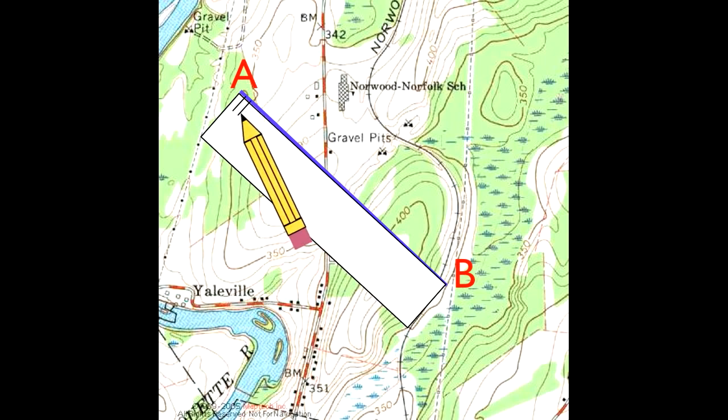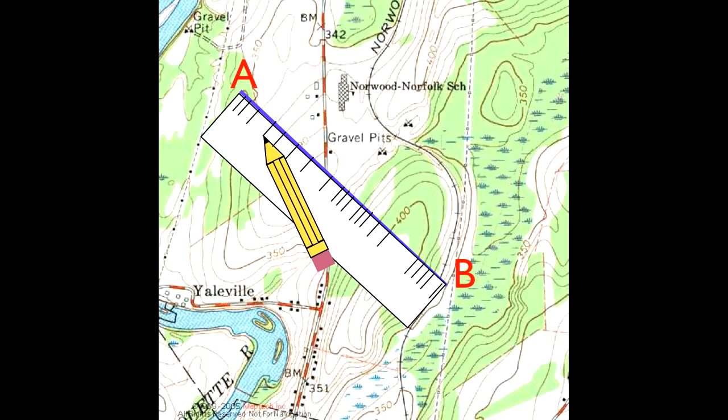There, there, there, and so on, all the way across here until you get to B. Okay, so step 2 is to draw lines on the paper everywhere the line you drew crosses a contour line.